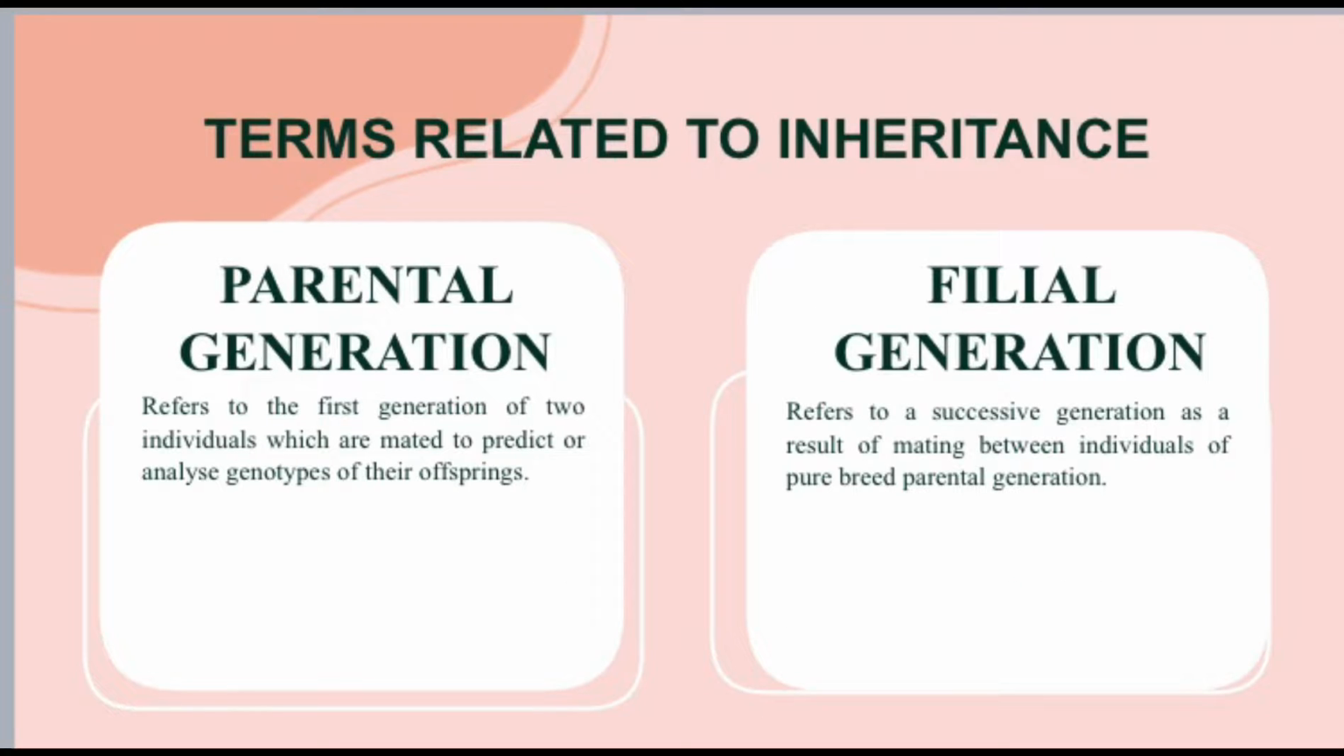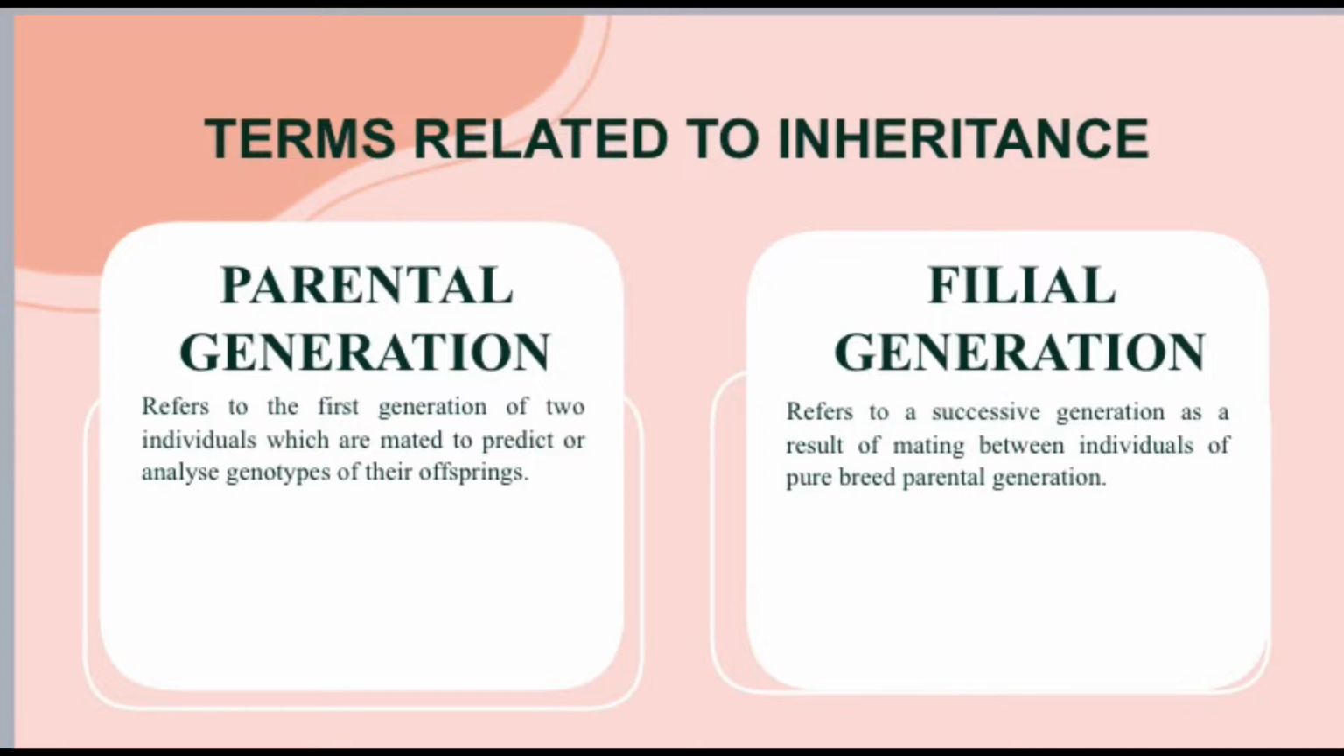For the next one, we have parental generation. Parental generation refers to the first generation of two individuals which are mated to predict or analyze genotypes of their offspring.